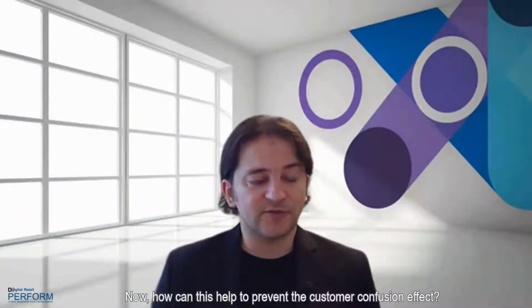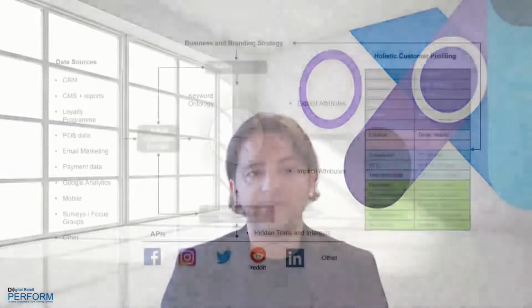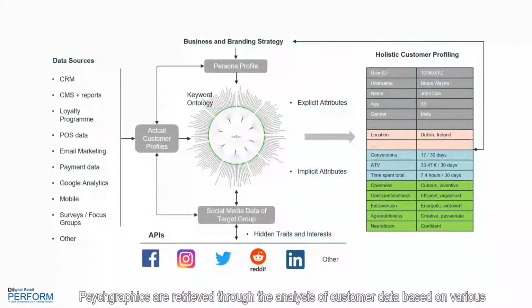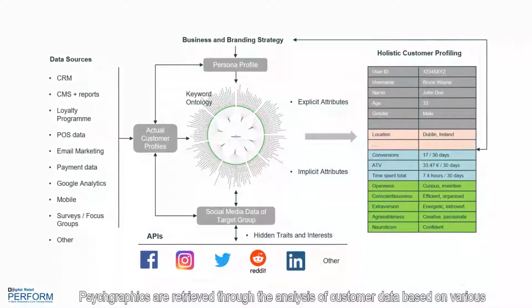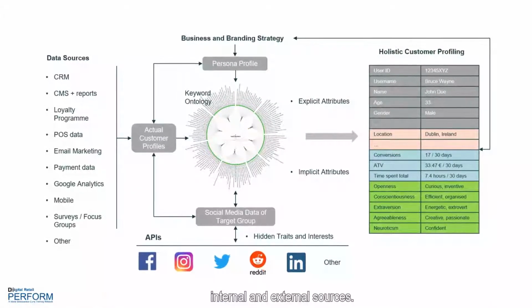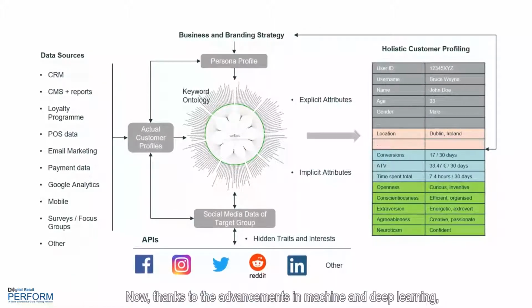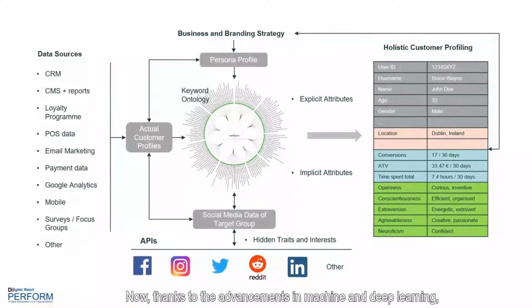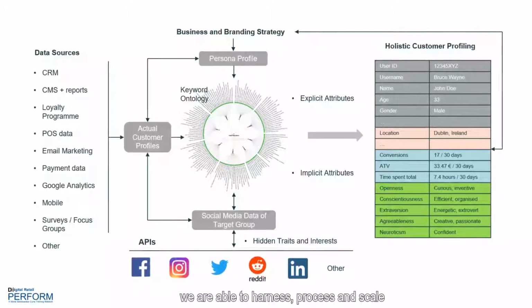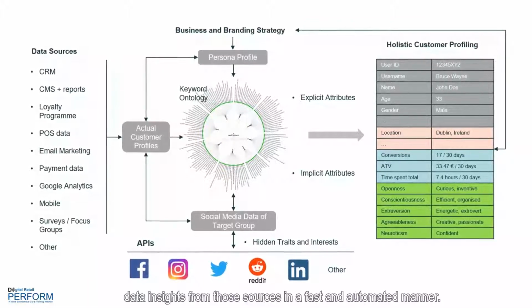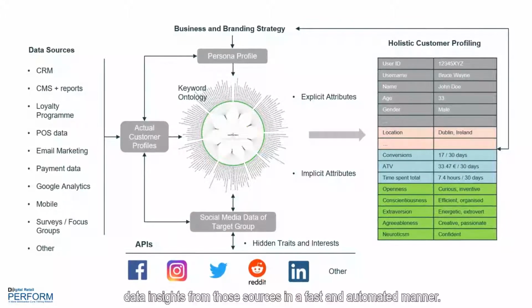Now, how can this help to prevent the customer confusion effect? Psychographics are retrieved through the analysis of customer data based on various internal and external sources. Back in the day, this was a troublesome task. Now, thanks to the advancements in machine and deep learning, we're able to harness, process, and scale data insights from those sources in a fast and automated manner.